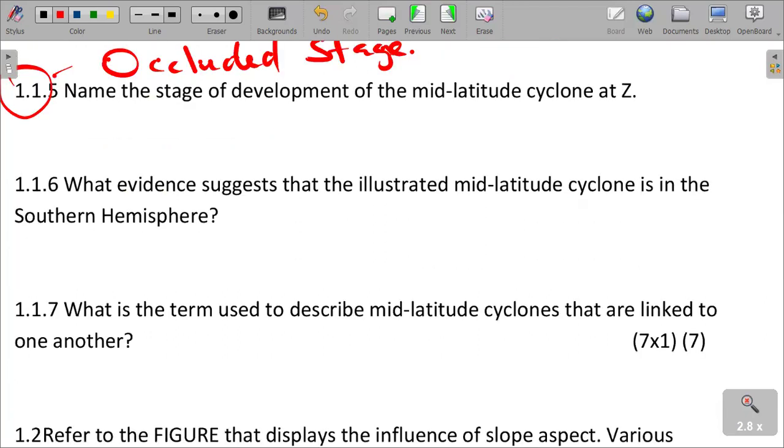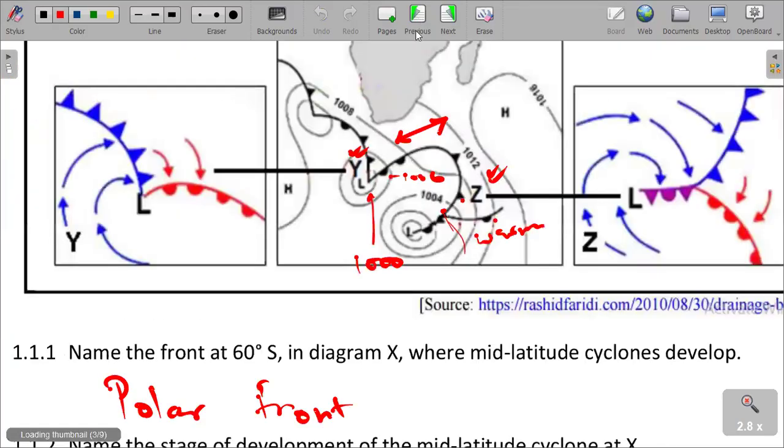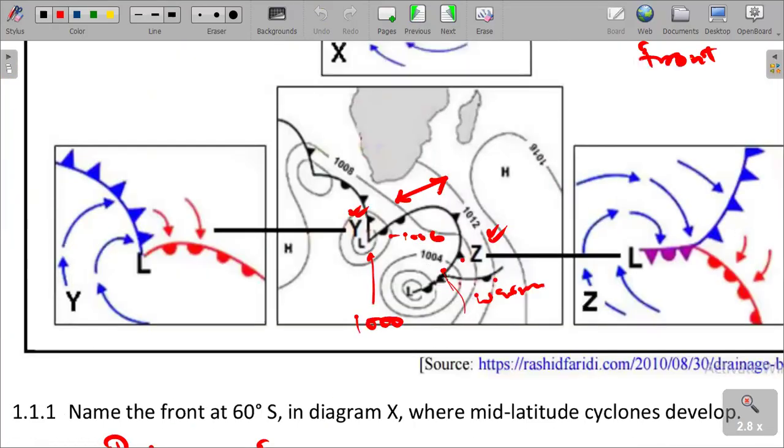And then, what evidence suggests that the illustrated cyclone is in the southern hemisphere? I have got an illustration in terms of the pressure cells, whereby you need to know the circulation of air masses to say what identifies that this is southern hemisphere and this is northern hemisphere. It is because of the pattern of circulation of the air masses. So what evidence is illustrating that the cyclone is in the southern hemisphere? If we go to our diagram, what is showing this is the circulation of the air masses.